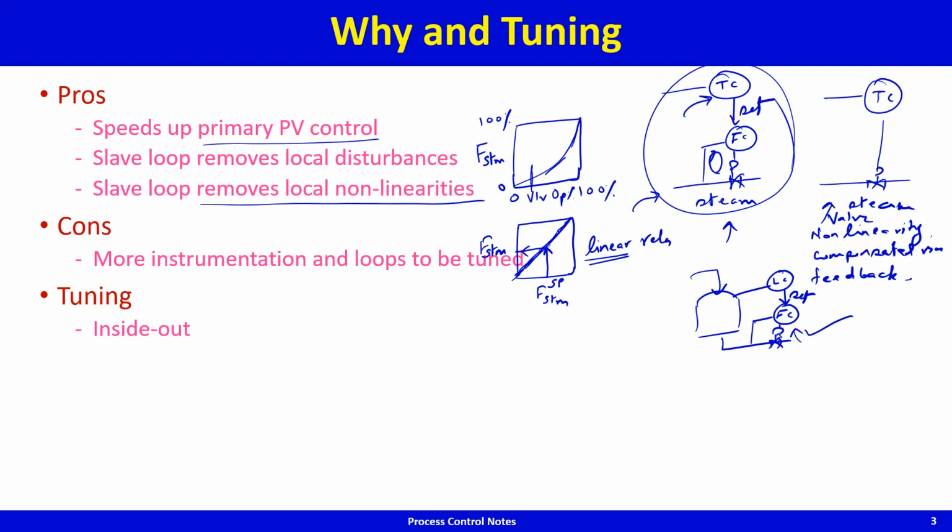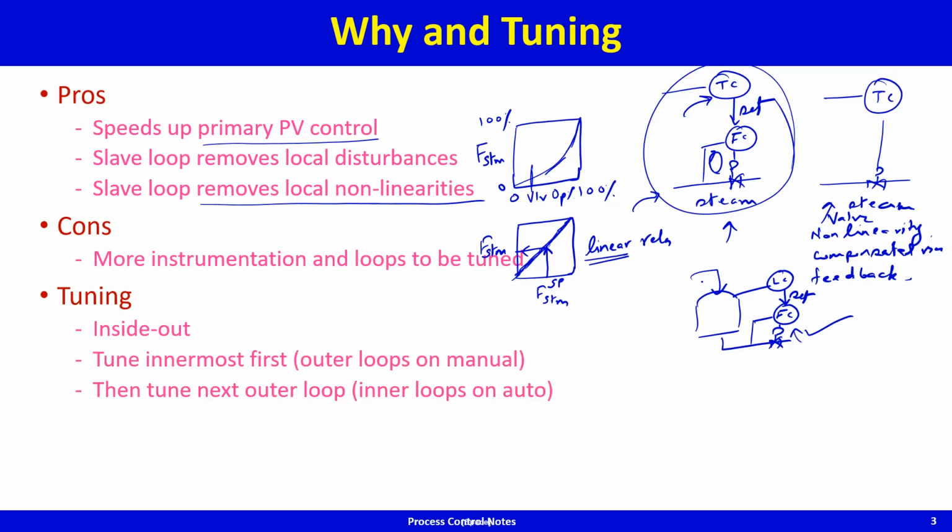Note that the inner loop is tuned first with the outer loop off. That is, the outer loop is on manual. And then with the inner loop, once it has been tuned, you keep the inner loop on automatic, and then you go ahead and tune the outer loop. And you just keep going out in that way. So the tuning is inside out. Tune the innermost loop first with the outer loops on manual, then tune the next outer loop with inner loops on auto, and keep going out. That's the way you tune it.